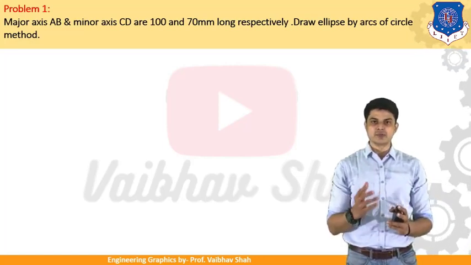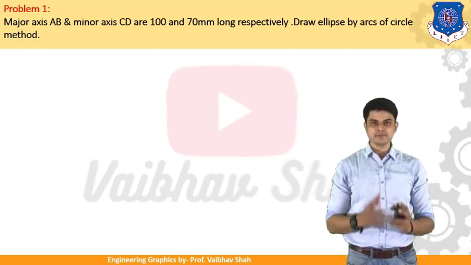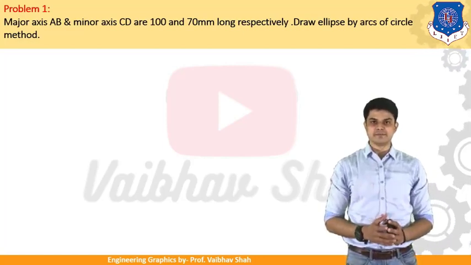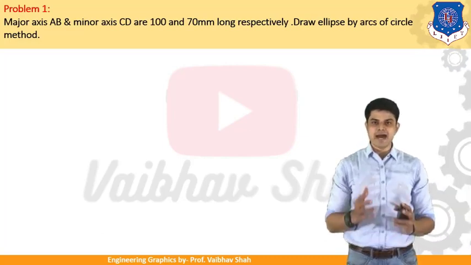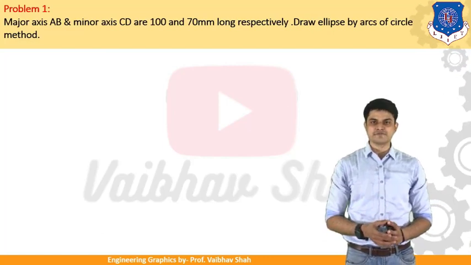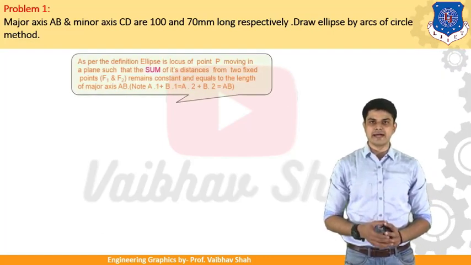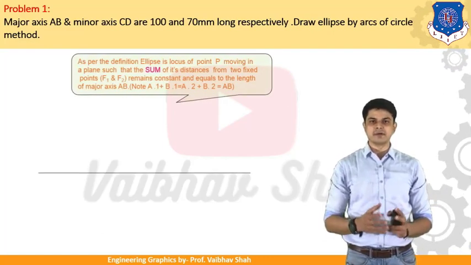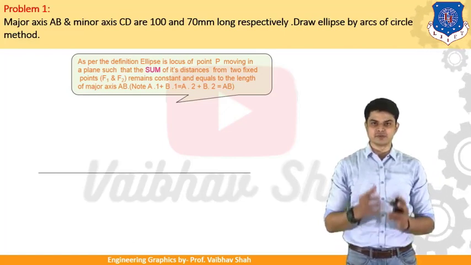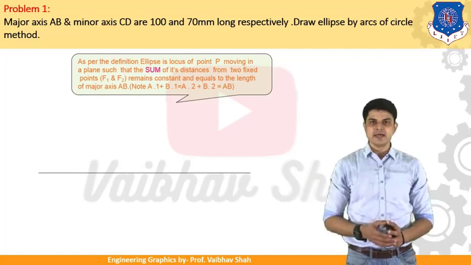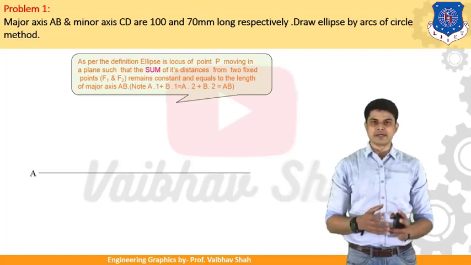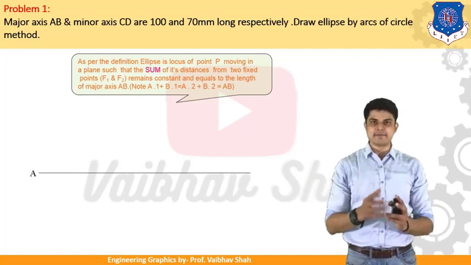So now here two data are given. First is the major axis of the ellipse and second the minor axis of the ellipse. So let us begin the construction of the ellipse by arc of a circle method. Let us first construct the horizontal line, which is nothing but the major axis of the ellipse. So you will be drawing this horizontal line of 100 mm like this. Then let us give the notation to that line as AB.